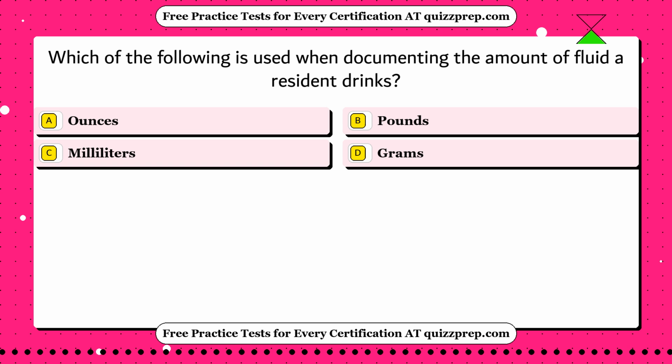Question 88. Which of the following is used when documenting the amount of fluid a resident drinks? Option A, ounces, option B, pounds, option C, milliliters, option D, grams.